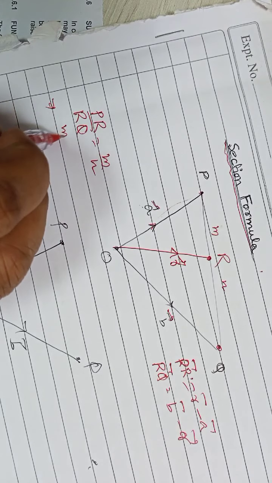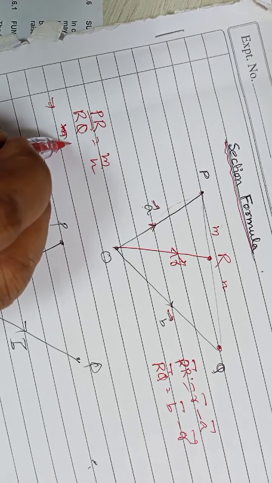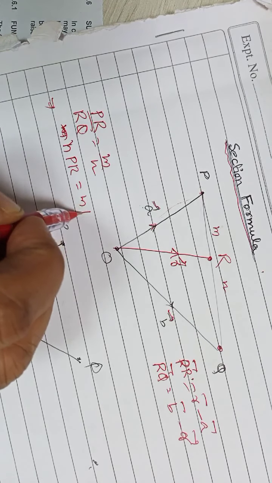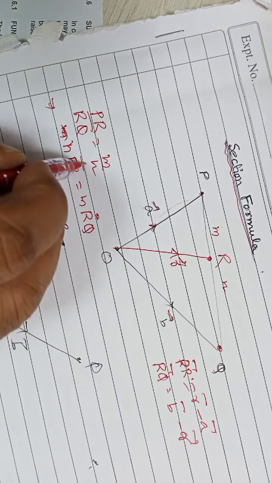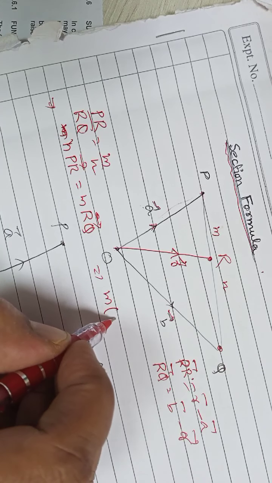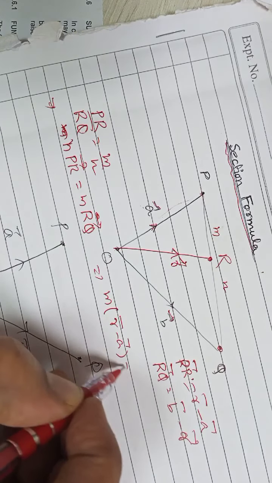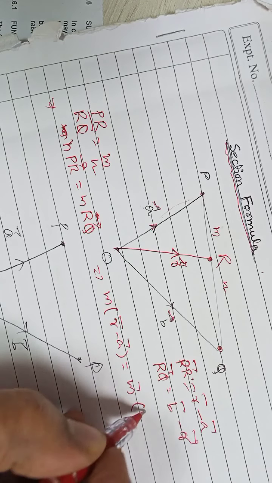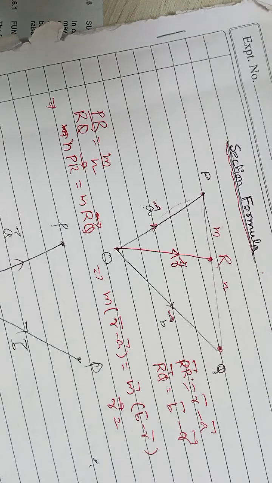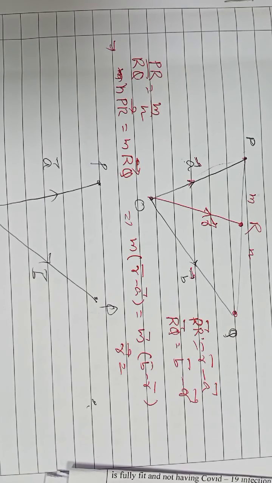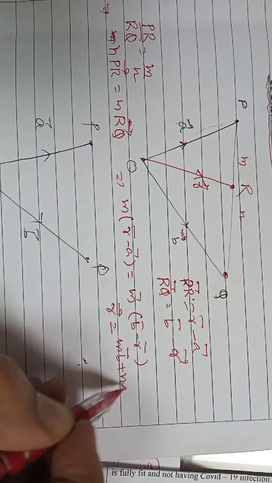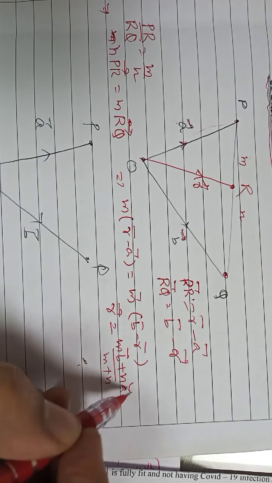Then n into PR vector is equal to m into RQ. Now applying vectors, n into (r minus a) is equal to m into (b minus r). So by that we get r is equal to, calculation you can do yourself, r is equal to m b vector plus n a vector by m plus n.